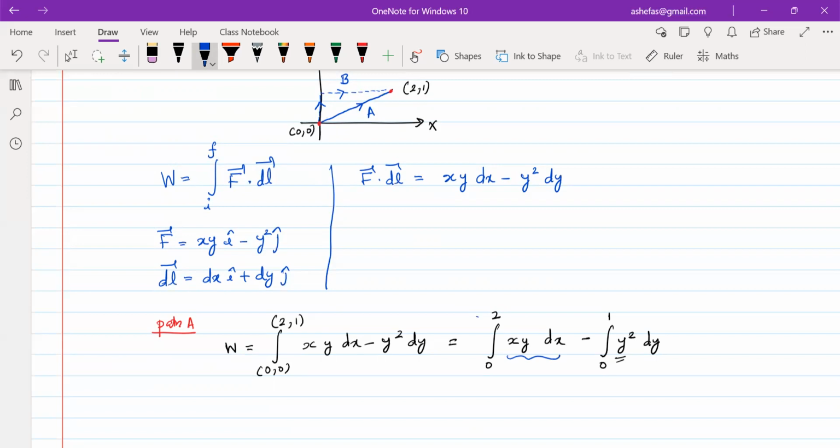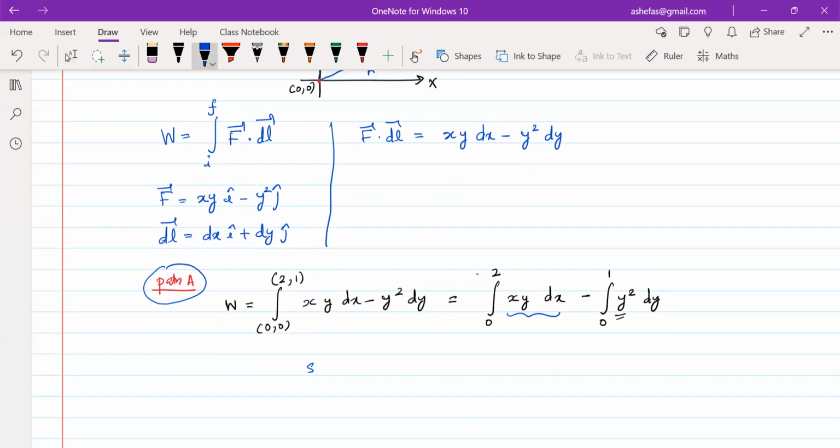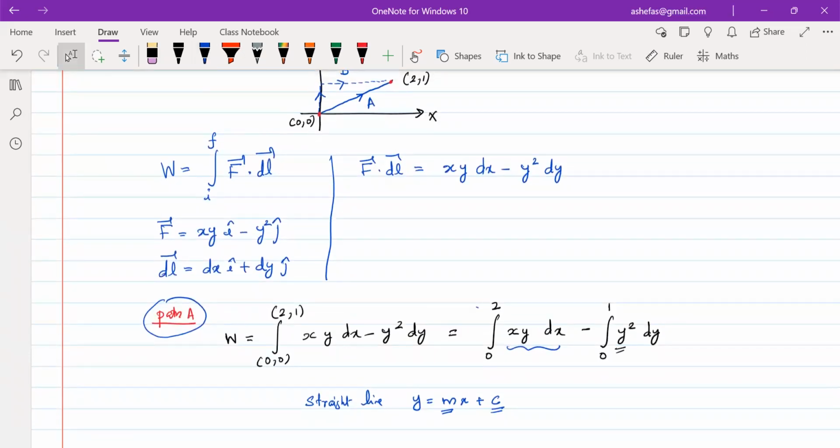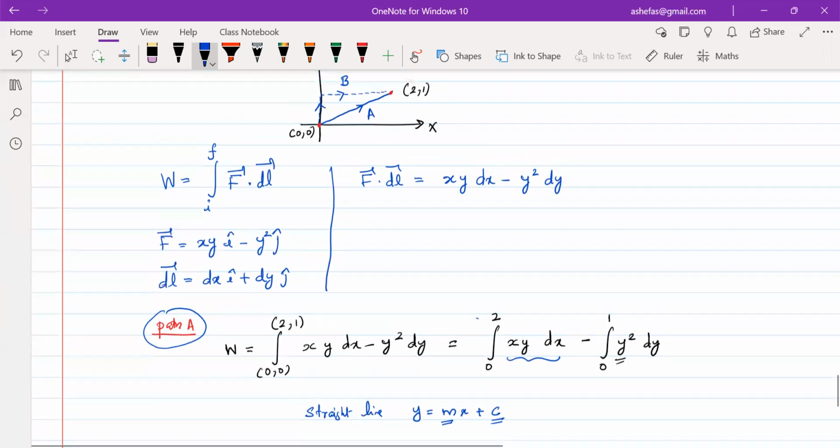For that we can use this information, because we are integrating over the path A. This path A is a straight line connecting (0, 0) to (2, 1). Any straight line in general can be written as y = mx + c. This is the general straight line equation. Once we know m and c, we will get the straight line equation for path A, from which we get the connection between y and x, and we can substitute that y in terms of x. Thereafter we can integrate it. So our first aim is to find the equation for this straight line of path A.